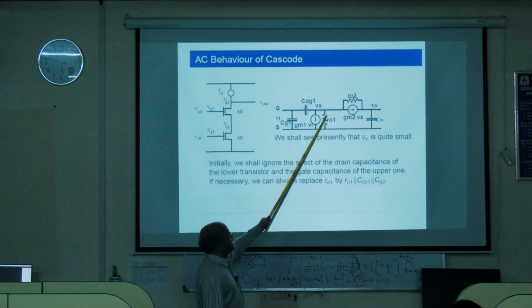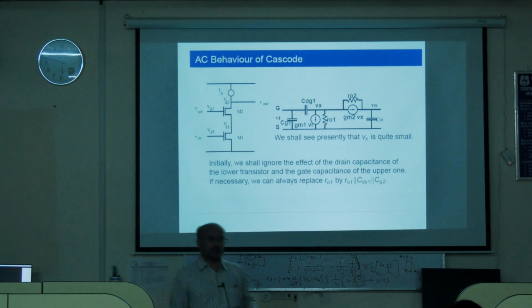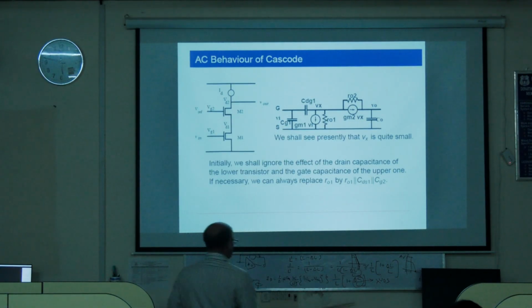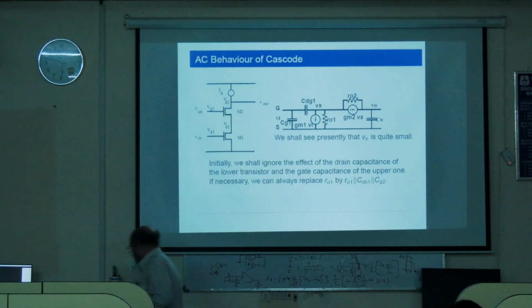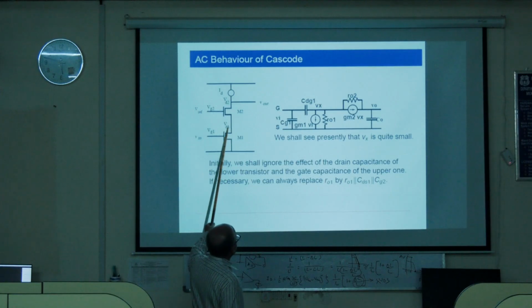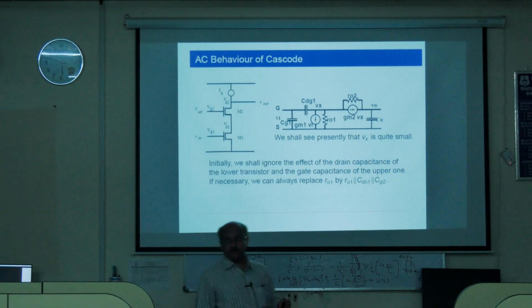But then here comes the second transistor. How do you put this small signal equivalent circuit? The question is for the second transistor. Where is the source of the second transistor?